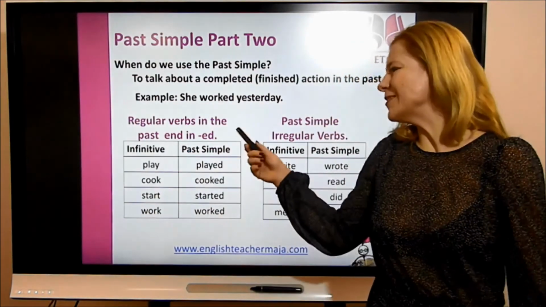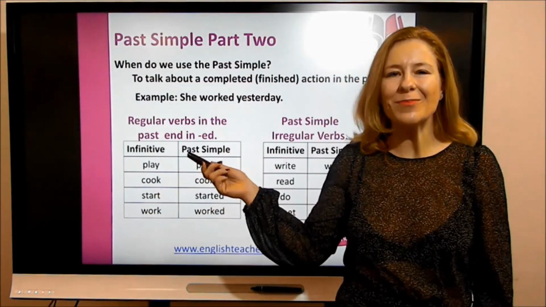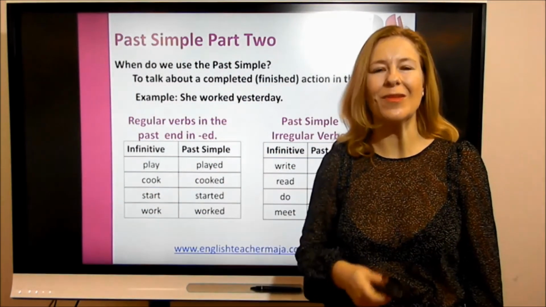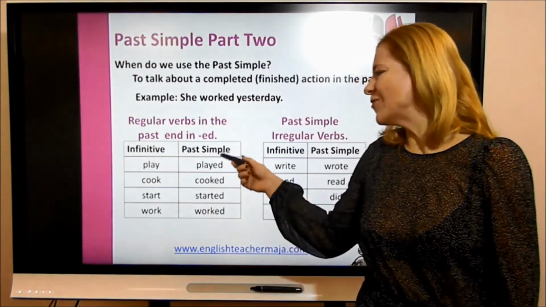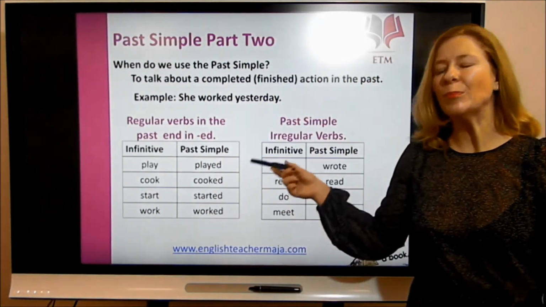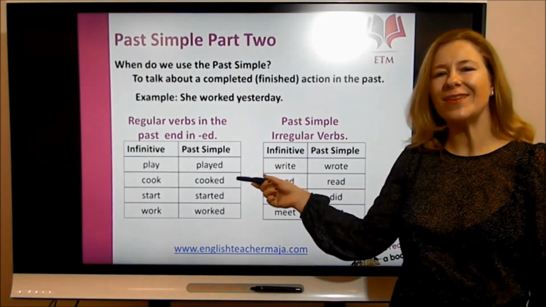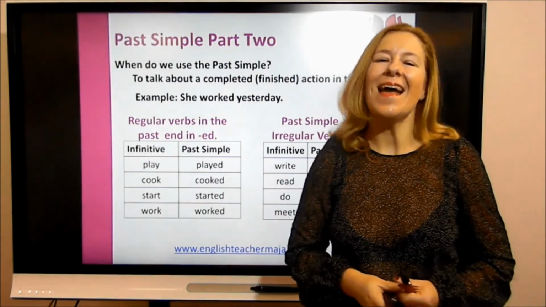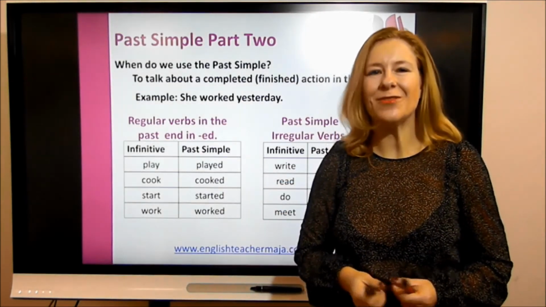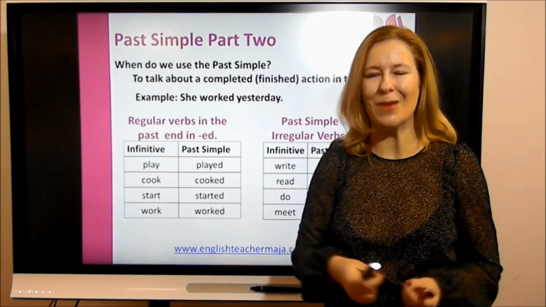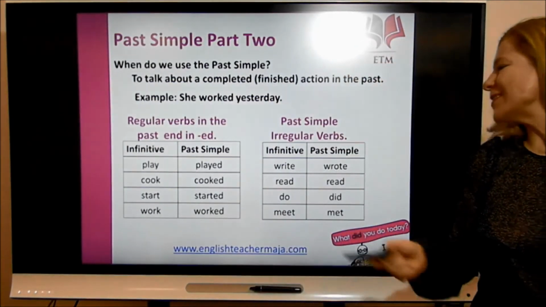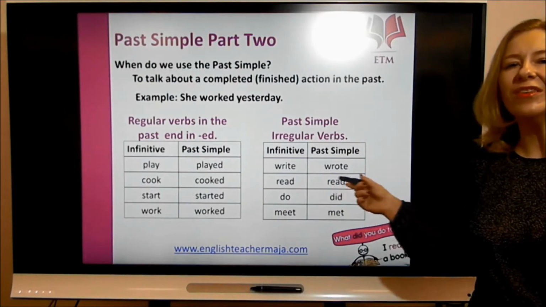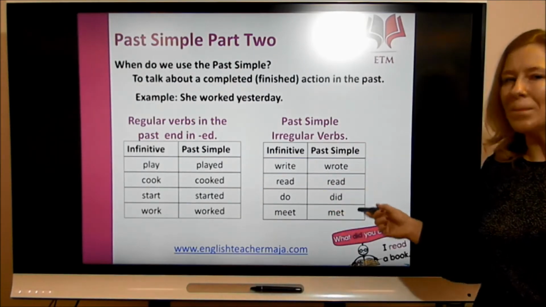You know that we distinguish between regular verbs and irregular verbs. Okay, regular verbs in the past simple end in ed. So for example, play, played, cook, cooked, start, started, work, worked. And as for irregular verbs, you need to learn them by heart. You need to memorize them. So for example, write, wrote, read, read, do, did, meet and met.